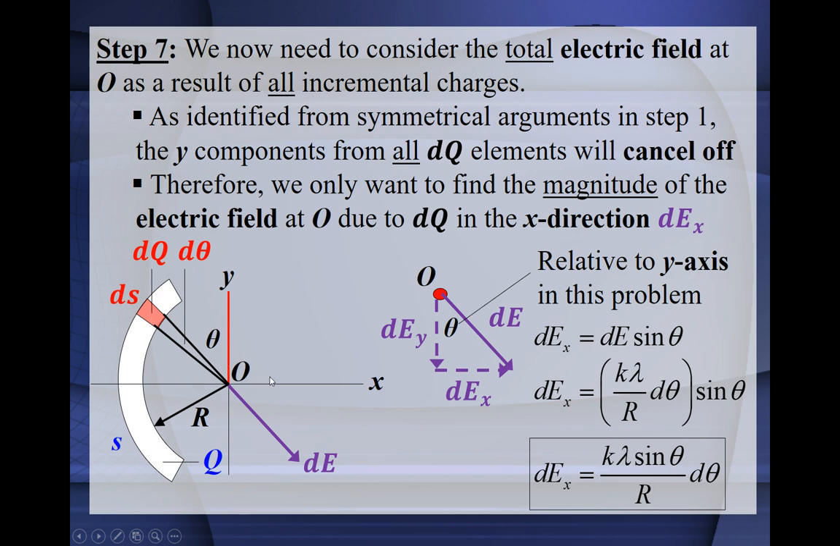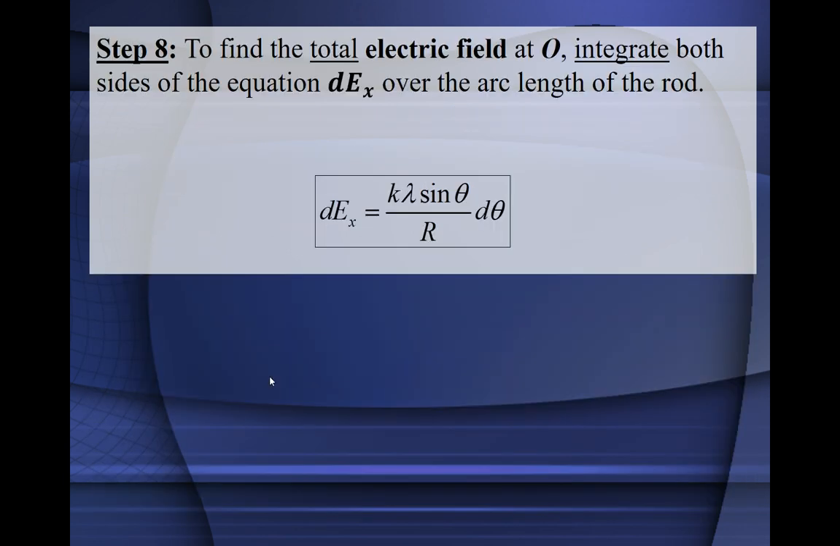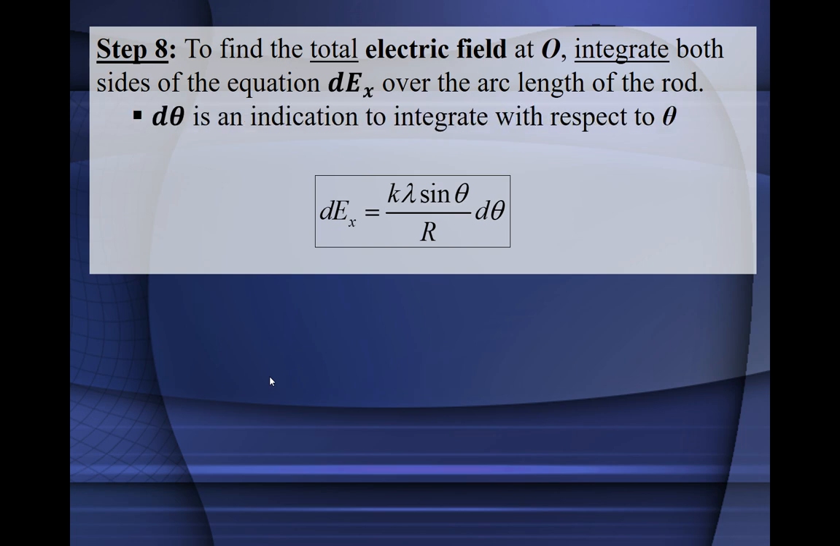But again, we want this for the entire arc of charge that we have. So step 8 is now we just integrate. We're going to integrate both sides of the equation, and we're going to do that over the entire arc of the rod. So that's going to put all the differential elements back together. d theta is an indication we're going to integrate with respect to theta. And again, we initially identified that my upper and lower limits of integration were going to be angles, because that's the easiest way to define the position of where the arc starts and ends.